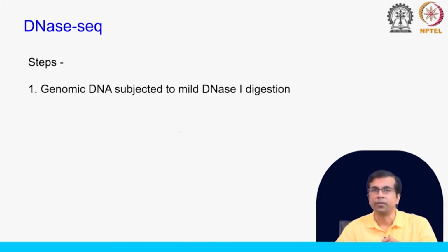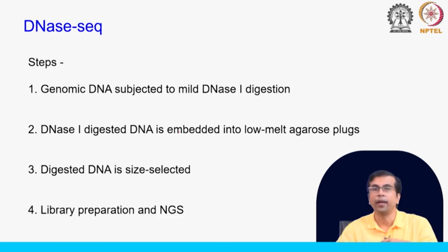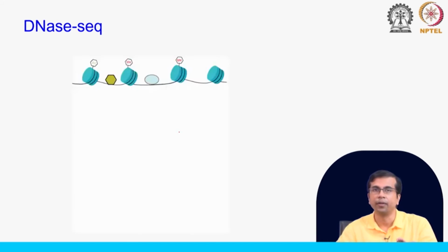So, here are the steps. In the first step, we subject the DNA to mild DNase I digestion. And then we want to size separate these fragments. So, we want to select a certain size that will be suitable for sequencing. Okay. So, to do that we take these DNA fragments and embed them in low melt agarose plugs, and then these digested DNAs are size selected, and then we follow the library preparation and next generation sequencing.